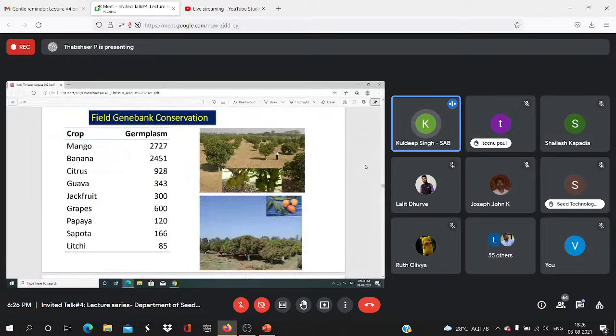They're just the numbers, but the point is that it's not one approach. We really have to have a multitude of approaches to ensure that we are conserving, if not all, then most of the genetic resources we have in our country. This is some data on the field gene banks. This is field gene banks of NBPGR per se. Next, please.